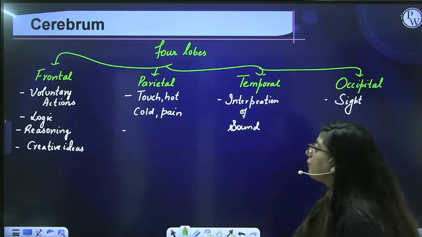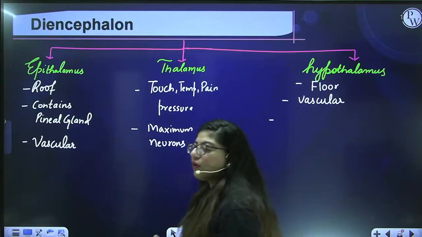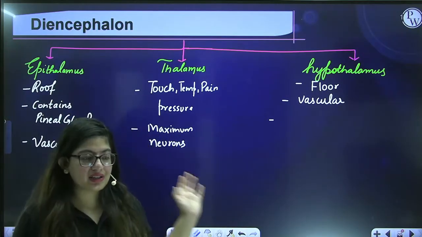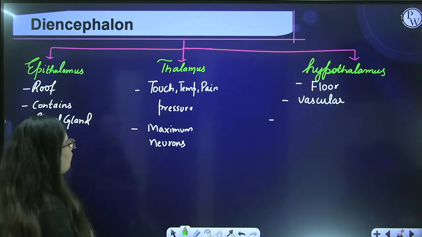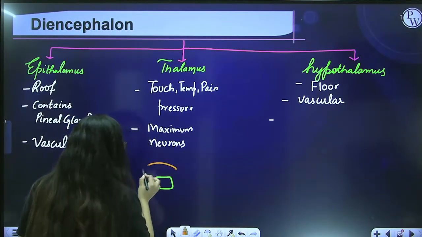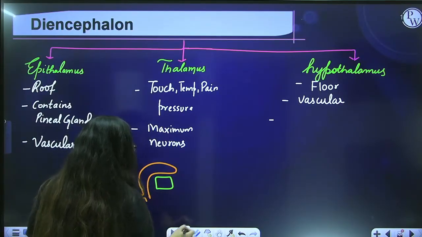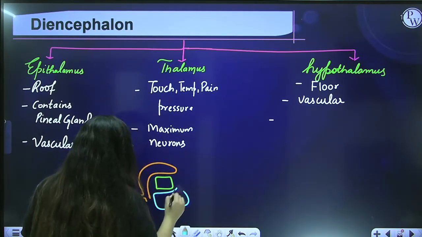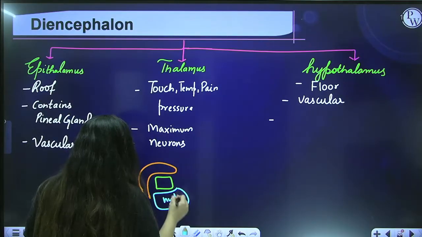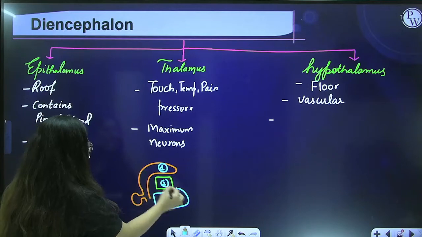Okay, moving further to the next portion, that is the diencephalon. The diencephalon is divided into three portions. The one present at the center is the thalamus. Above the thalamus is the epithalamus, and below is the hypothalamus. So here, first of all, we talk about the epithalamus: epithalamus, thalamus, and hypothalamus.